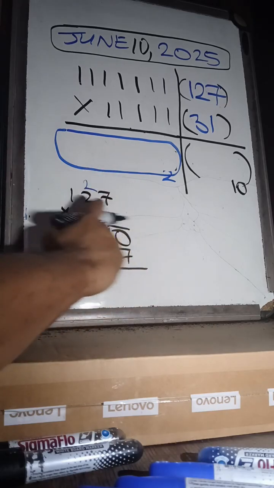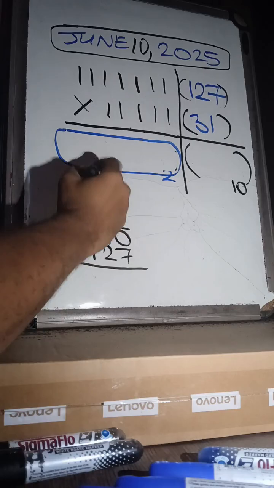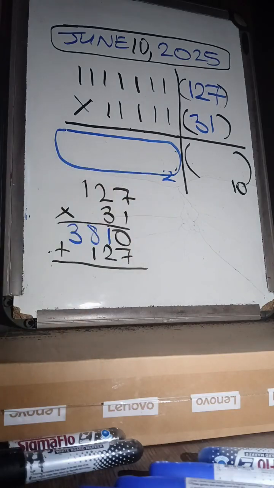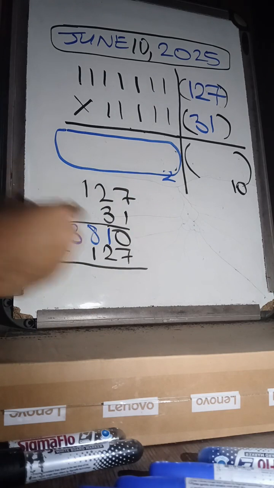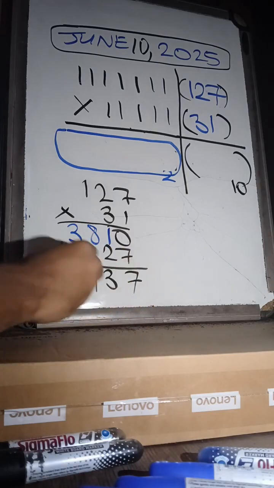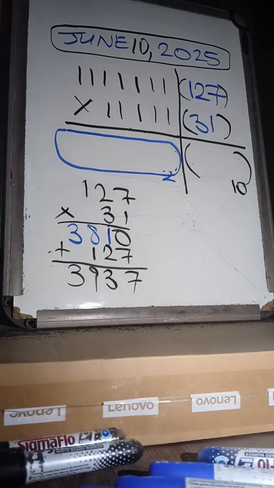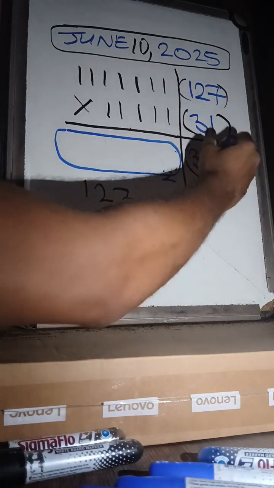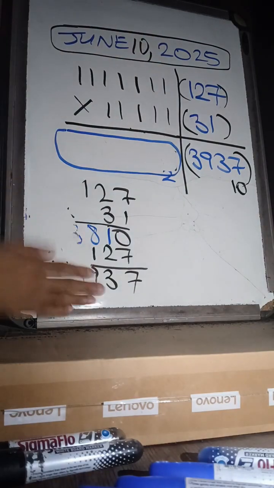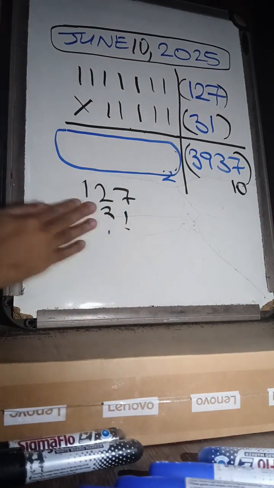So we're multiplying 127 by 31. You have the 127 and you have this. So 3 here, 7 here, 9 here. So we know we have 3,937. Alright. So we'll go to that now.